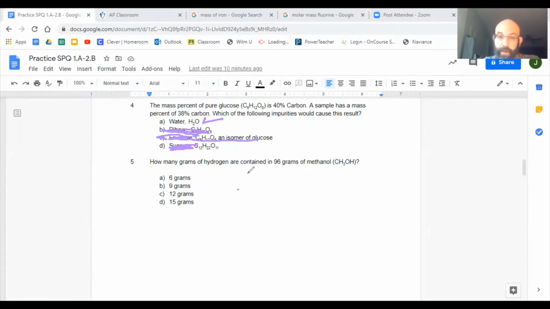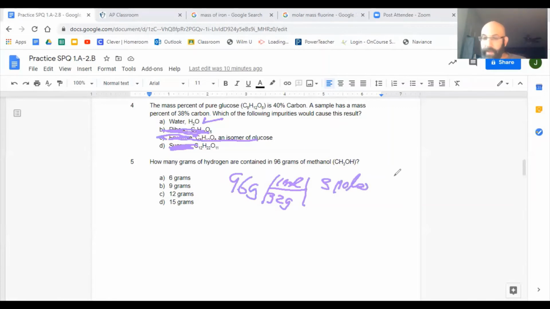All right, so we've got 96 grams of methanol. We need to find out the molar mass of methanol. Carbon is 12. Each H is 1. 3 plus 1 is 4. 4 plus 12 is 16. Another O is 16. That's 32 grams for 1 mole. And that's 3 moles. Okay, so 3 moles of methanol.